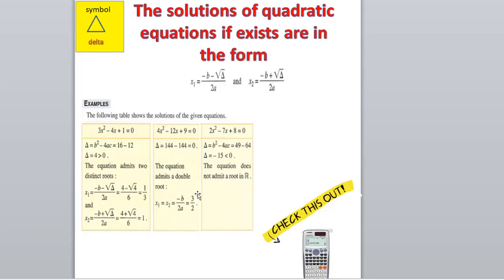So delta is the symbol of the triangle. The symbol triangle represents delta.